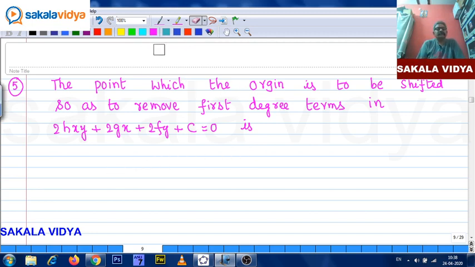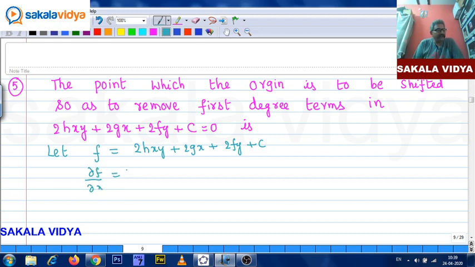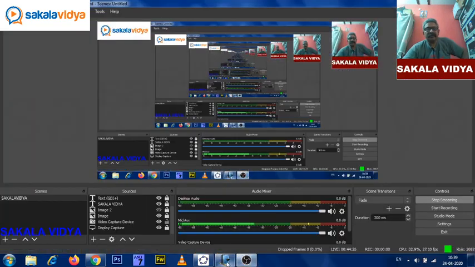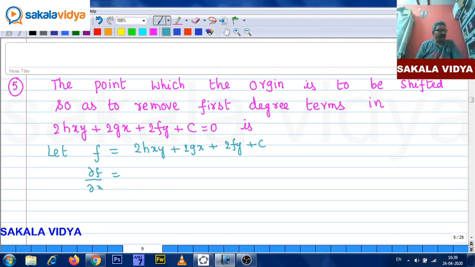So now, let us say f is equal to 2hxy plus 2gx plus 2fy plus c. Find dou f by dou x, differentiate with respect to x partially. This will be 2hy into 1 plus 2g into 1, 2g plus 0 plus 0. Here 2 common, hy plus g.